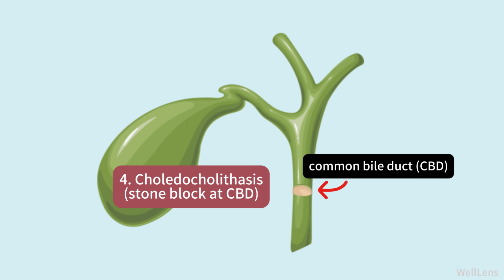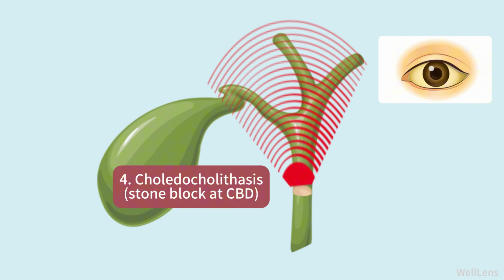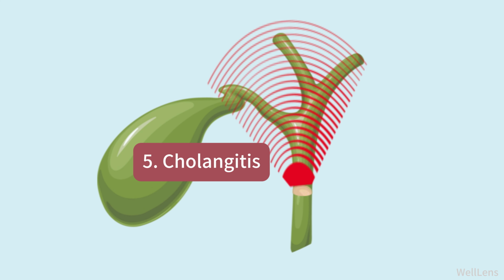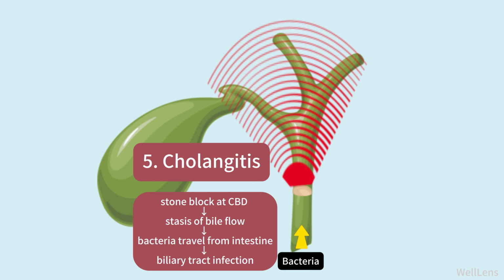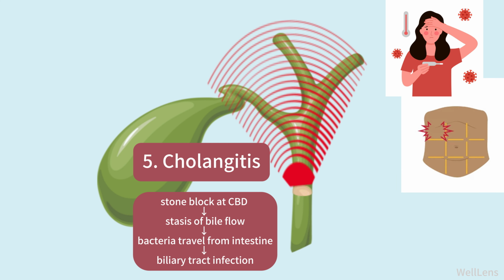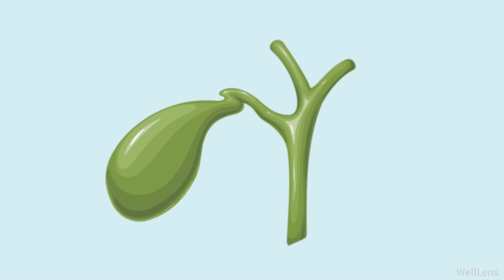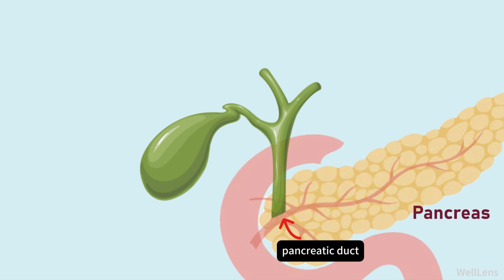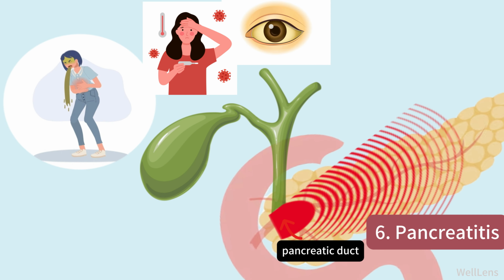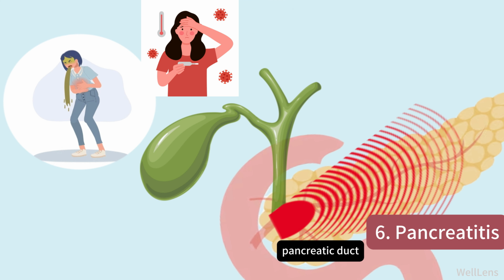Choledocholithiasis, stone in the common bile duct. If a stone moves into and blocks the common bile duct, it can cause jaundice, dark urine, and pale stools. Cholangitis, bile duct infection. A blocked bile duct can lead to a severe infection, causing fever, right upper quadrant abdominal pain, and jaundice. Pancreatitis, inflammation of the pancreas. A stone blocking the pancreatic duct can lead to acute pancreatitis, causing severe abdominal pain and vomiting.